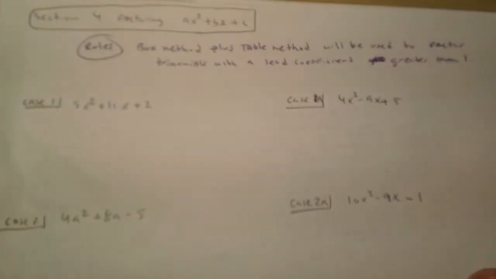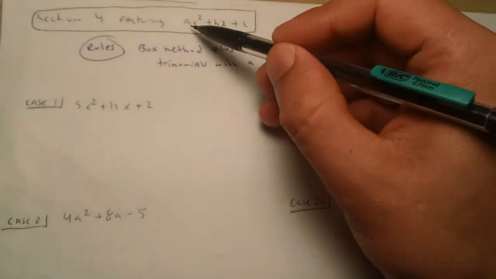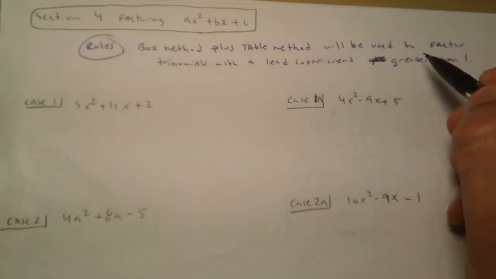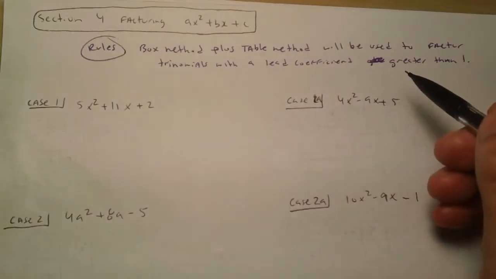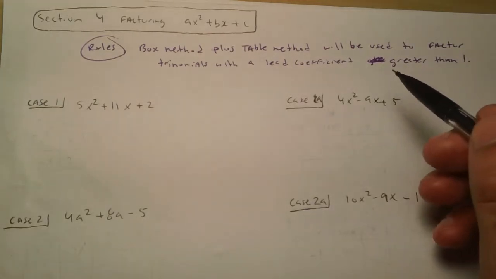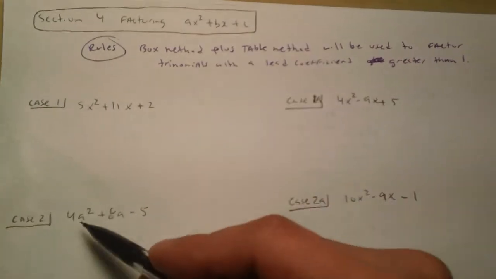Okay, in this video we're going to do factoring trinomials with a lead coefficient greater than 1. We're going to be learning factoring ax squared plus bx plus c. We're going to use the box method and table method that we use to factor trinomials with the lead coefficient greater than 1. In the previous video I showed you examples that only had the lead coefficient as 1, but in this video we're going to deal with ones that have 5, 4, 10, and 4. We have another set, they're down here.